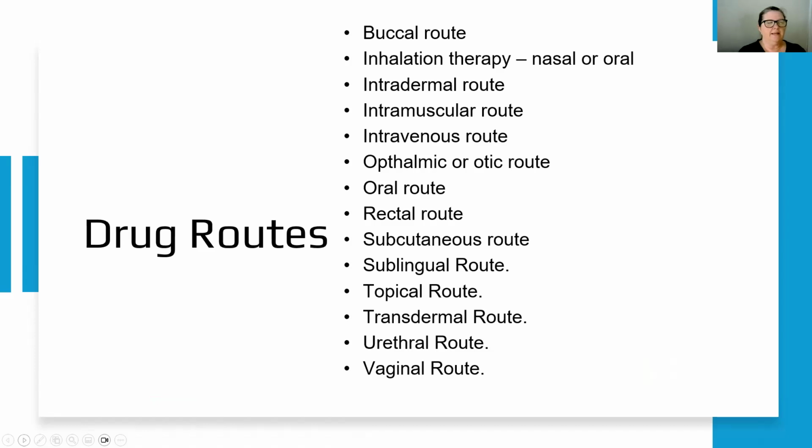Now, depending on where you live, what state you live in, MAs, this is kind of a tricky situation with MAs. Some states allow MAs to place IVs. I currently live in a state that does. I used to live in a state that did as well. Some do not. So you have to check with your state scope of practice for that.